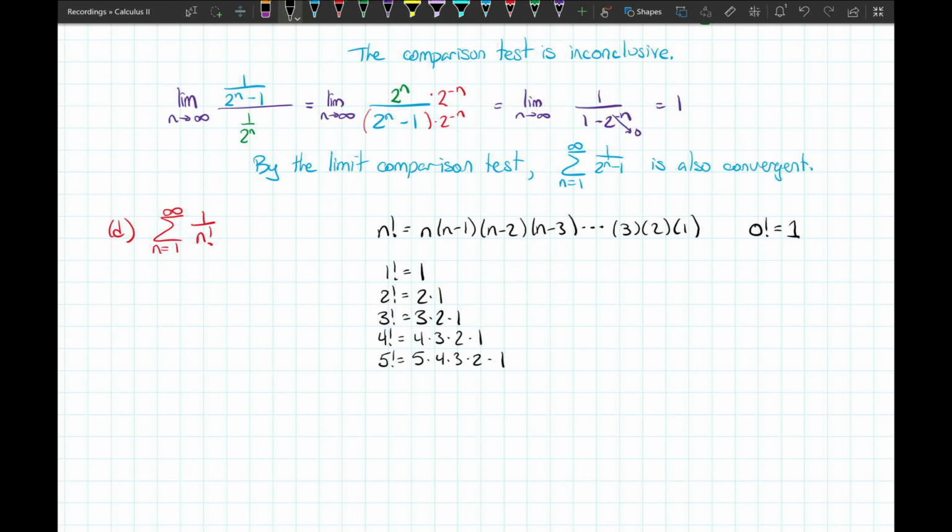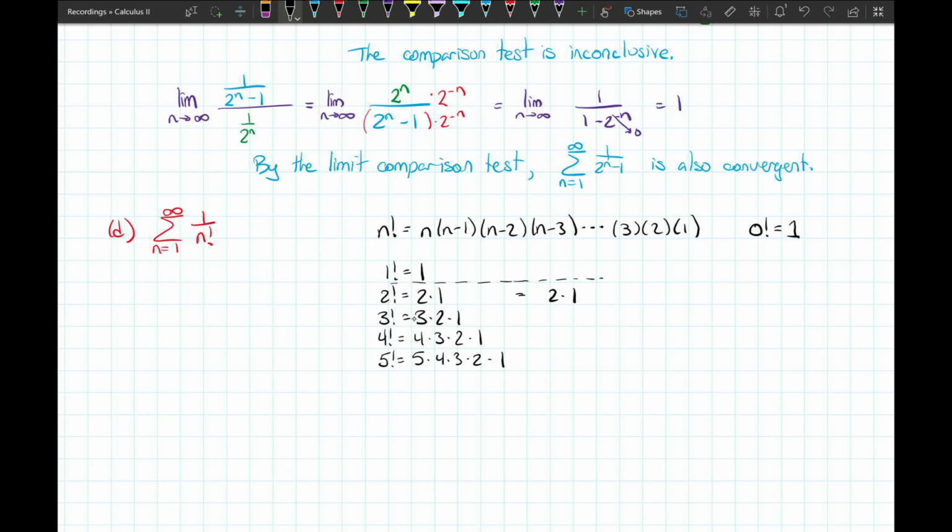Now, how are we going to try to make a comparison with n factorial to either a p-series, where we usually have n to a power of p in the denominator, or a geometric series, where we typically have a constant raised to a power of n? Well, we can start trying to compare this to a geometric series, although it's not exactly obvious right off the bat. Once we get past 2 factorial, we can make some nice comparisons. 2 factorial, sure, is just equal to 2 times 1. No problem. But let's start making some adjustments for n equals 3 and onward.